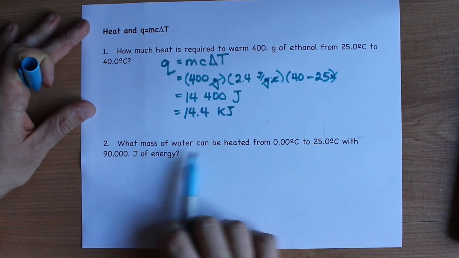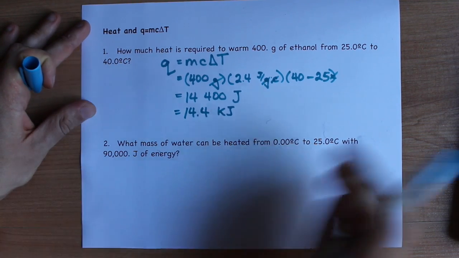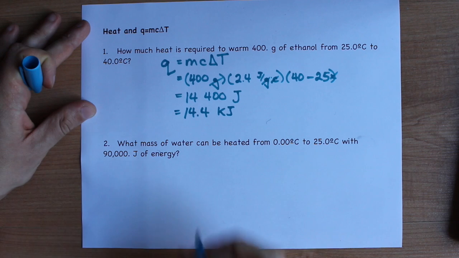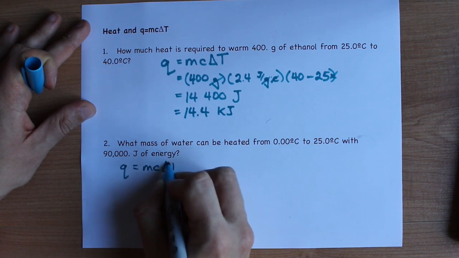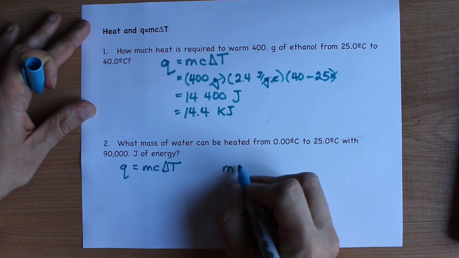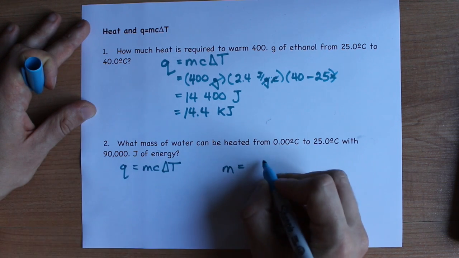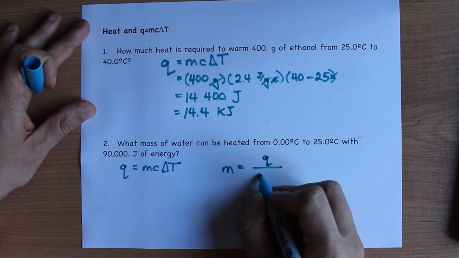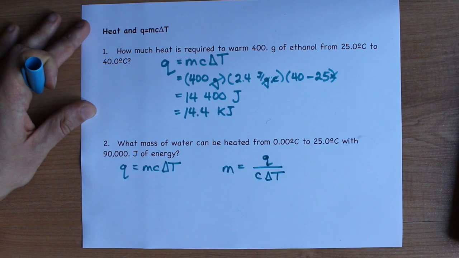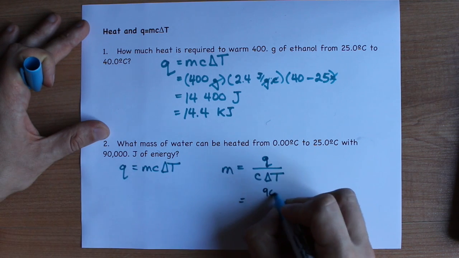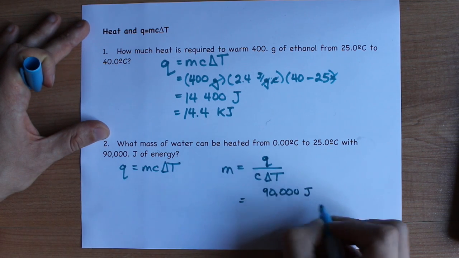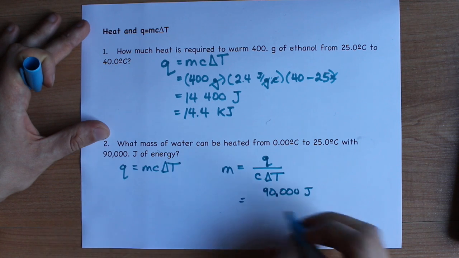What mass of water can be heated from 0 to 25 with 90,000 joules of energy? This is similar. If Q equals mc delta T, then you can calculate M by dividing both sides by C and delta T. I'm just rearranging the formula to get this. My Q, the amount of heat, was 90,000 joules. That's a comma, not a decimal point.